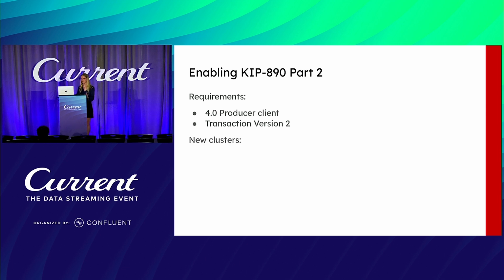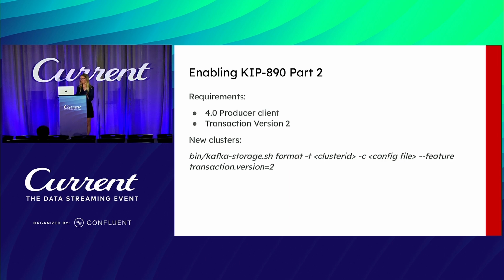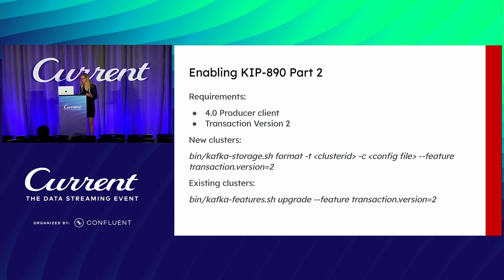So for new clusters, if you want to enable this feature, you just need to make sure when you're formatting your cluster using the storage tool to also set the feature version to transaction version 2. And if you're running an existing cluster, you just need to use this upgrade command. One thing about 4.0 is that we're KRaft only at 4.0, so all of these requirements are for KRaft clusters.